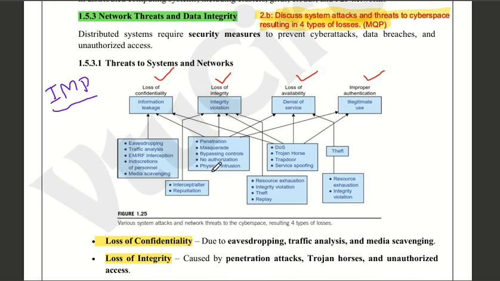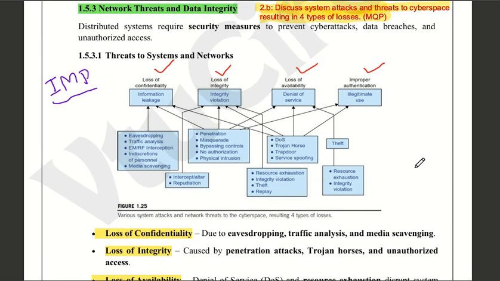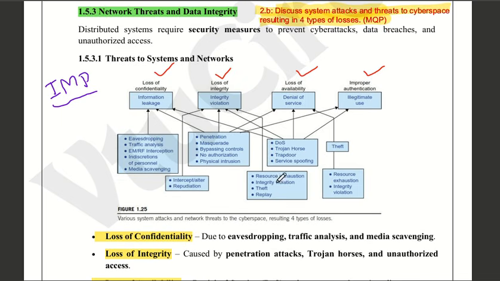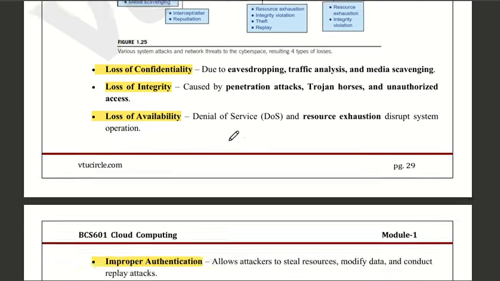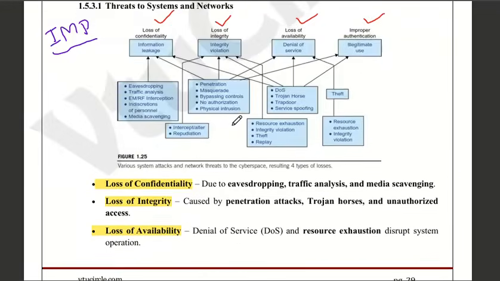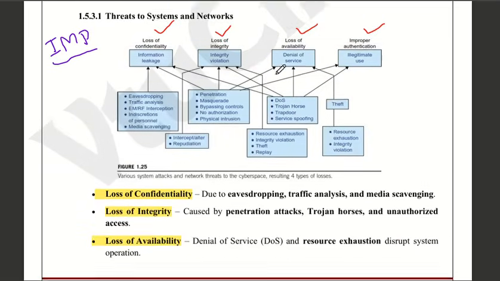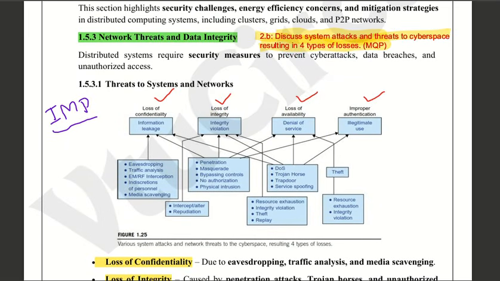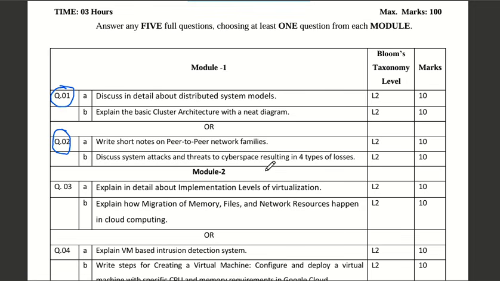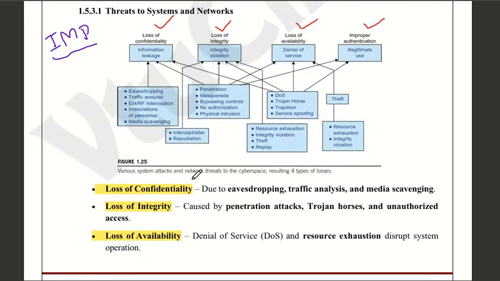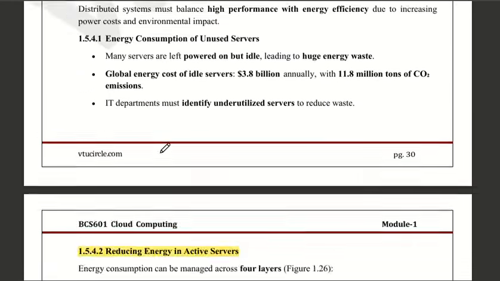Here again some topics are there, and you need to practice this diagram. Once you practice this diagram, you will be easily able to understand and explain in your exam. From module 1, this is very, very important, because this question is already asked in the model question paper. See, here it is: discuss system attacks and threats to cyberspace resulting in four losses. For that reason it is very, very important. So you just go through that description.